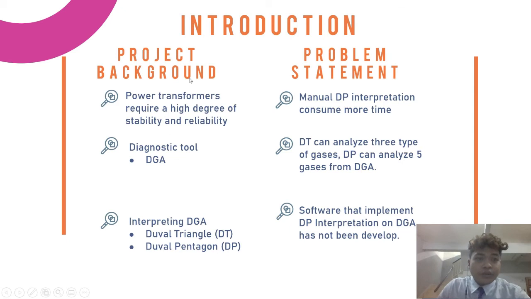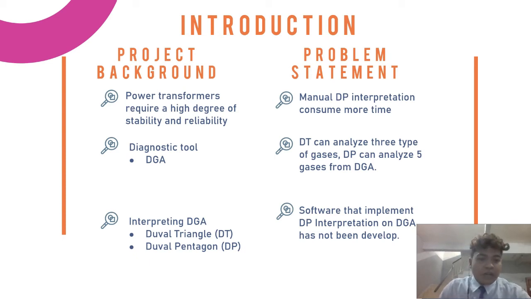Next, I will continue on the project background. During energy transfer in the power transmission, power transformer requires a high degree of stability and reliability, as any fault that happens within the power transformer will bring huge impact on the power system. So to make sure that the power transformer is at its best condition, we need to diagnose it using a diagnostic tool. One of the diagnostic tools is dissolved gas analysis, which is DGA.